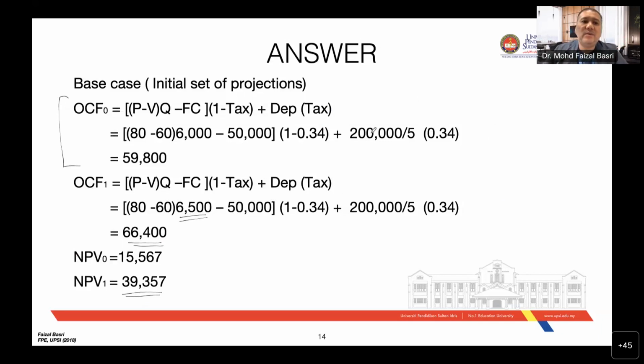So now we have four pieces of information that we need. Two sets of NPV, and also two sets of quantity, 6,500 and 6,000. And based on these two pieces of information, we can calculate the sensitivity.